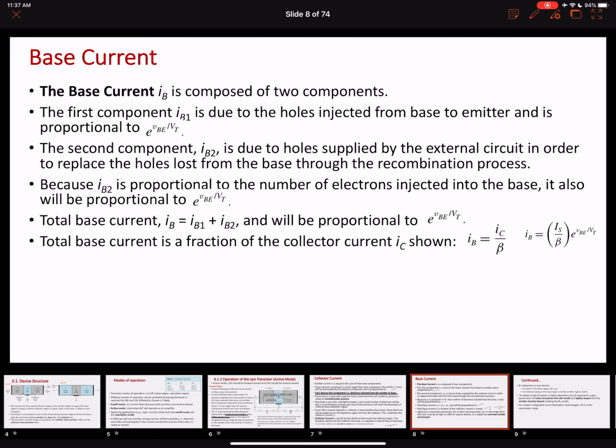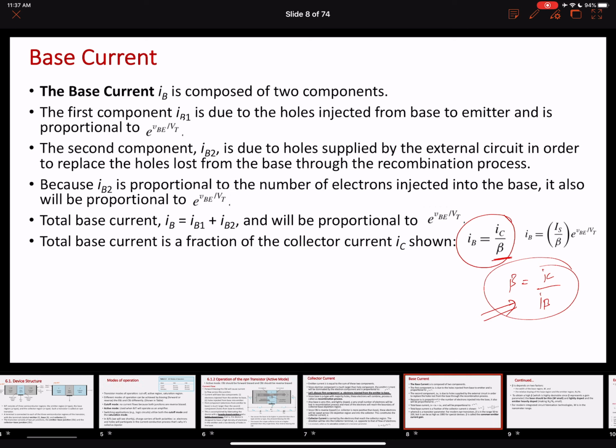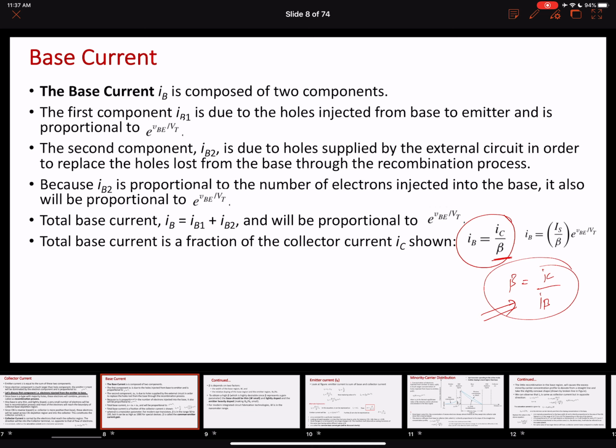Similarly, we saw that the base current was just a fraction of the collector current, which can be related by this beta factor. So our beta was equal to IC over IB. We saw that this beta can also be referred to as the common emitter current gain. We are going to talk more about this today.